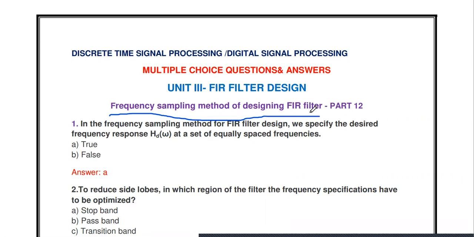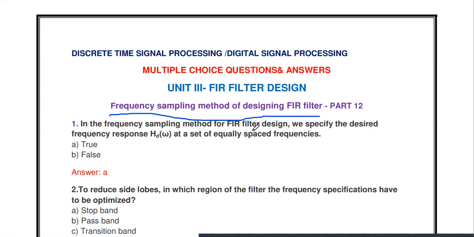Already you know the various techniques used to design the FIR filter. The first one is the Fourier series method. The second one is the windowing method. In the windowing technique, there are different types of windows: Rectangular window, Hanning, Hamming, Blackman, Kaiser, Bartlett, so many windows. We discussed them in the previous video. So now we are going to discuss the frequency sampling method. First, you see the question.